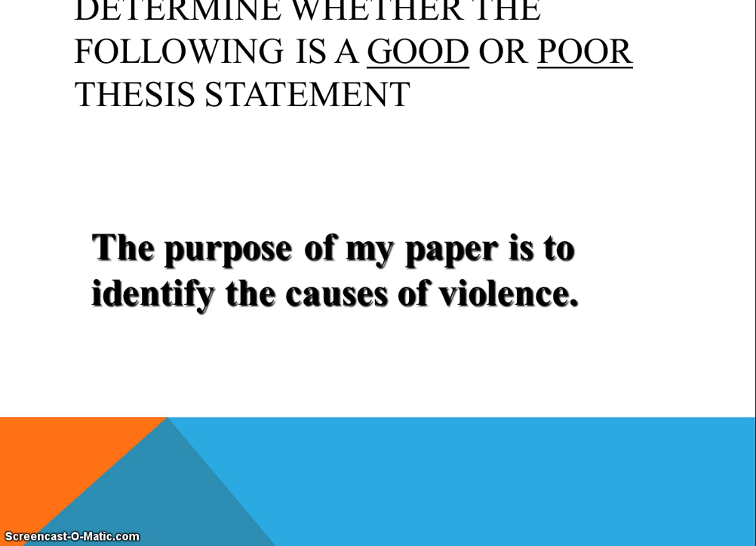The purpose of my paper is to identify the causes of violence. Is this a good example of a good thesis, or is this a poor thesis statement? This is also a poor example. It announces what it's going to do rather than just showing the main idea.